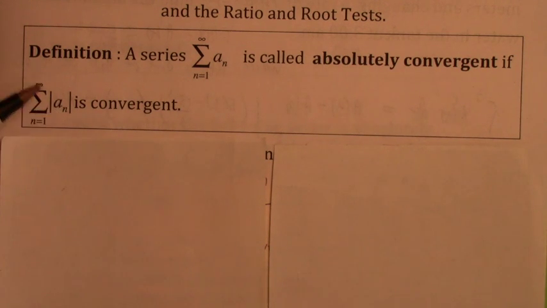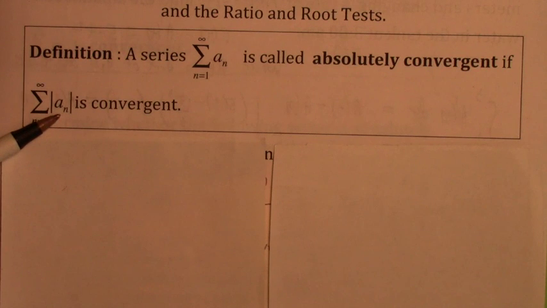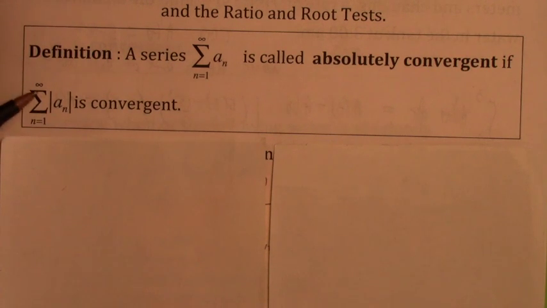But it's possible to have some cases where the absolute value of the term series might not converge, but yet the whole series might converge, say by the alternating series test, for example. Anyway, we'll see some examples of that. But this is the definition of absolutely convergent.